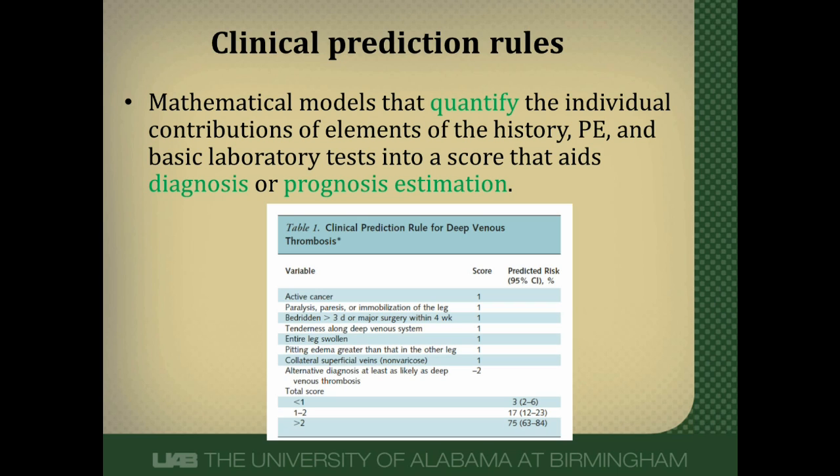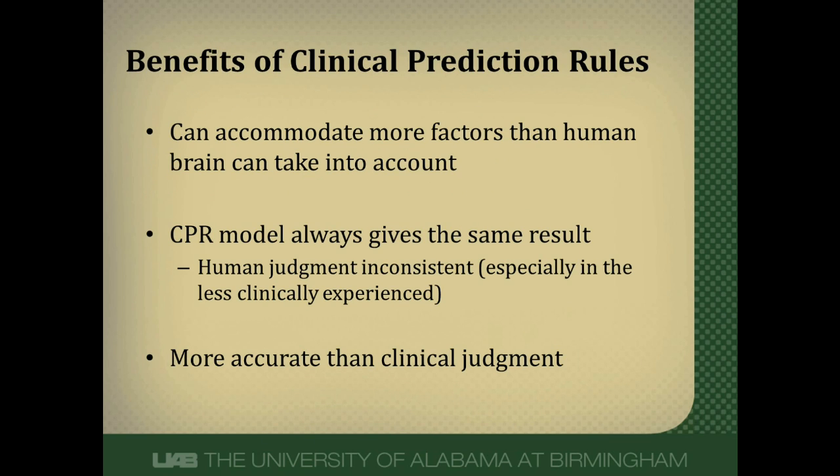Also of note, the Wells rule does not diagnose a DVT. It just determines pretest probability of that DVT being present. And depending where that pretest probability falls on our disease continuum, we'll then decide if we need to do further testing or not. So why should we use clinical prediction rules?